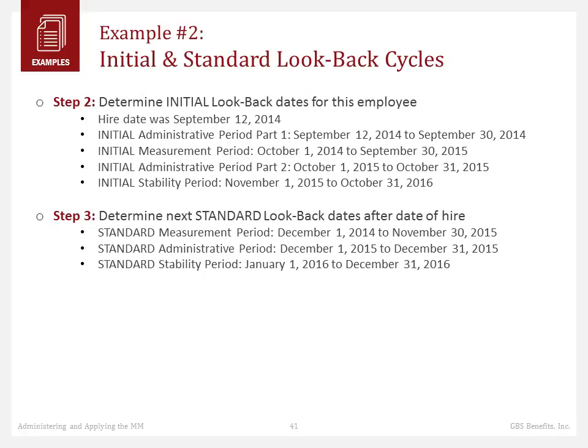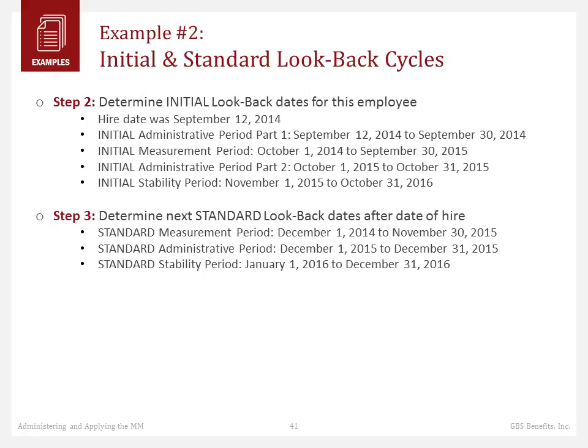of 2014. Then this employee went into the measurement period, which went from October 2014 through September 2015. Their administrative period for this employee was October 1st through October 31st, 2015, and the stability period started November 1st, 2015, and went for 12 months.